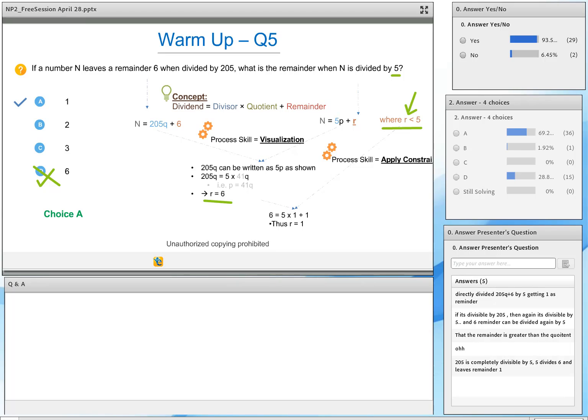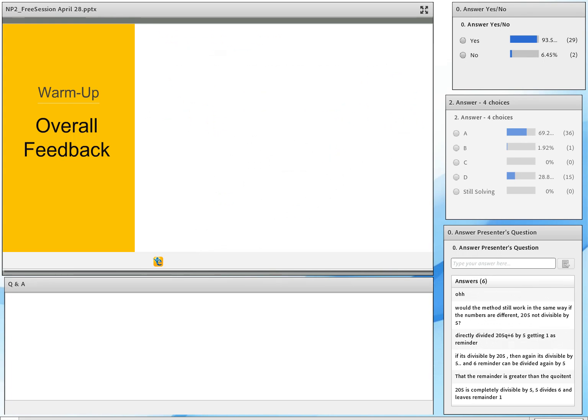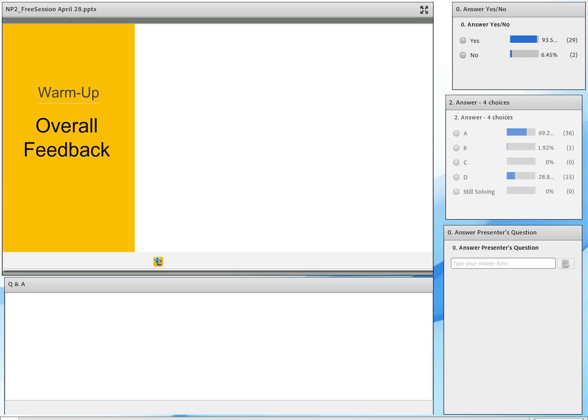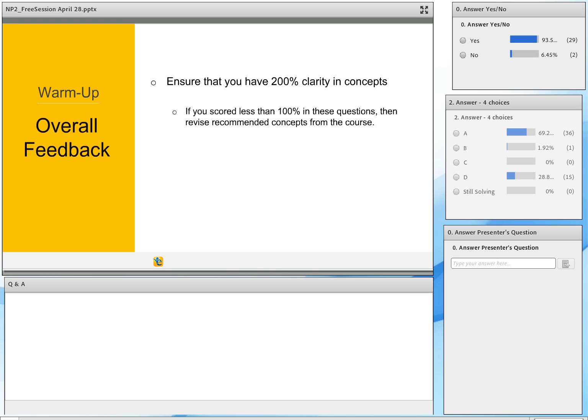All right, sounds good. So with this, we've come to the end of the warm-up section, and the overall feedback is really to make sure that you always have that 200% clarity in your concepts. If you got even a single question wrong in this section, make sure that you revise the concepts that are there in the course.